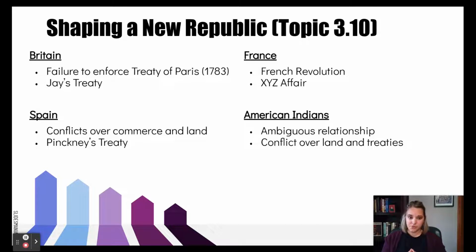France, there's major conflict with the French Revolution, and the U.S. is divided over whether to intervene or not, and Washington chooses to stay neutral in this revolution. The XYZ affair happens during John Adams' presidency and is an embarrassment in some ways, as American diplomats were asked to pay a bribe and they refuse, and it leads to an undeclared war with France that goes into Jefferson's presidency.